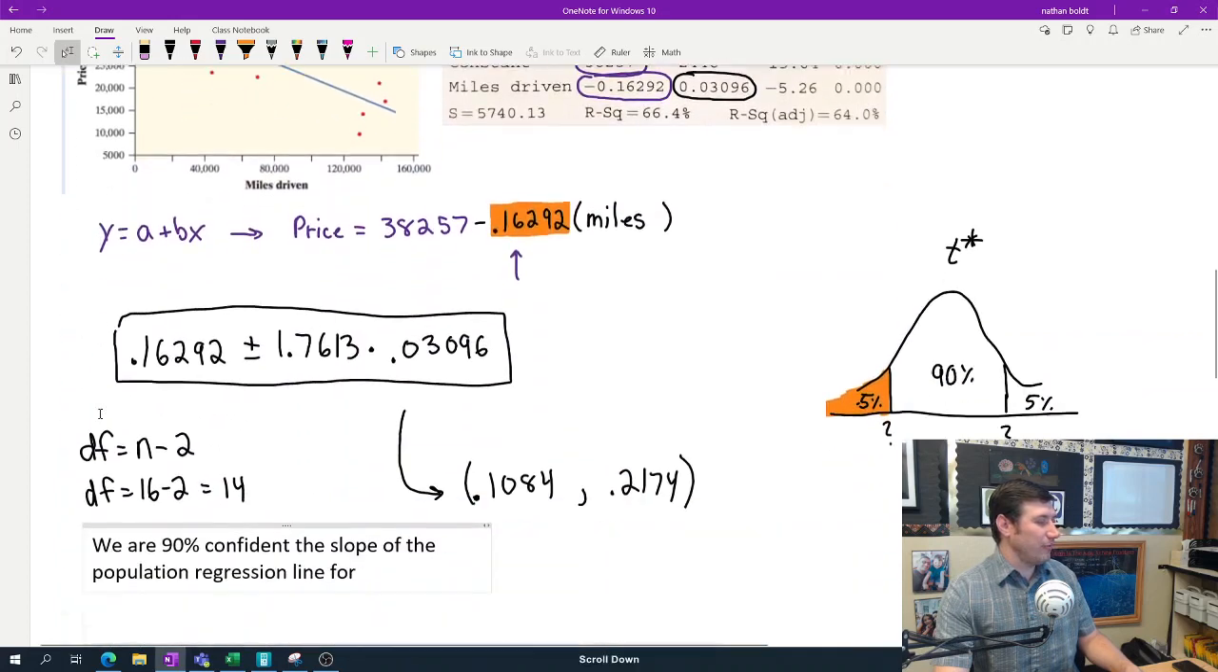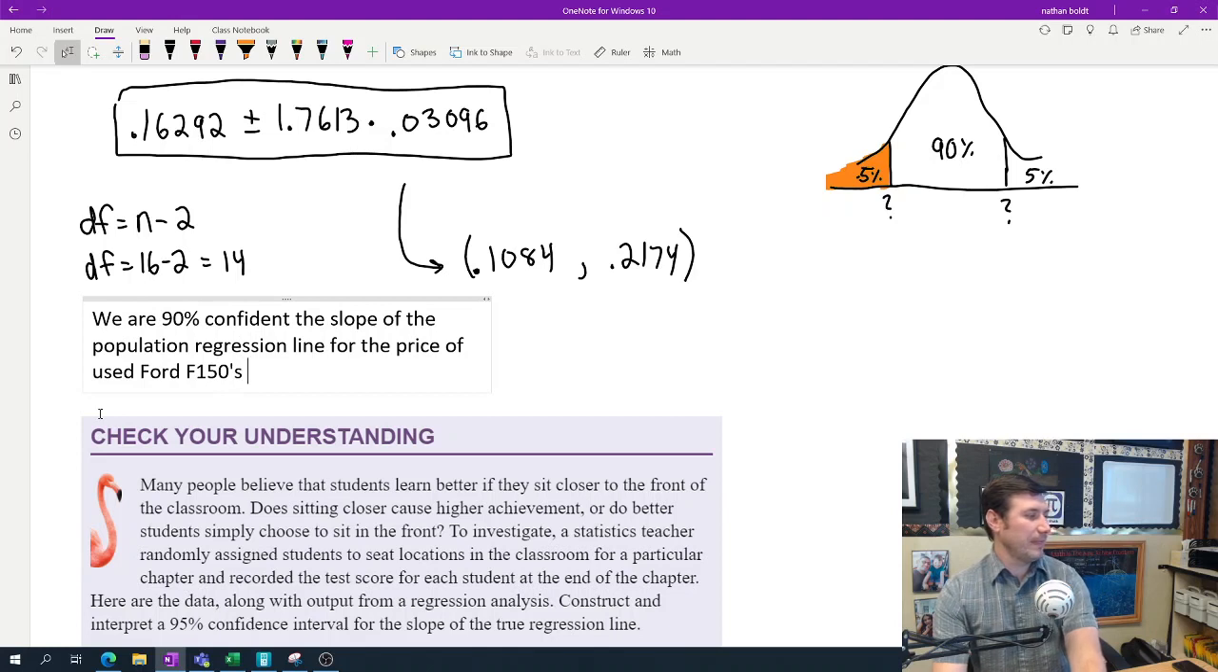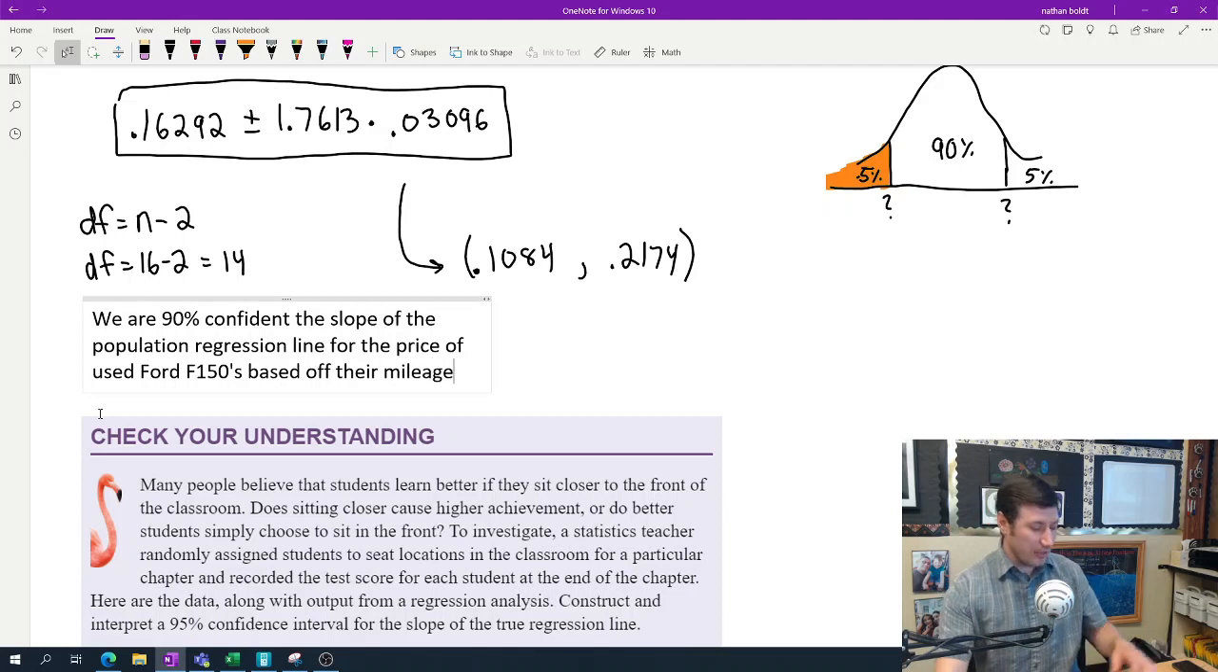Used Ford F-150s for the price of used Ford F-150s based off their mileage. All right, we want to make sure we include both variables here, right? We're looking at the regression line for price based off of mileage, my X and my Y.